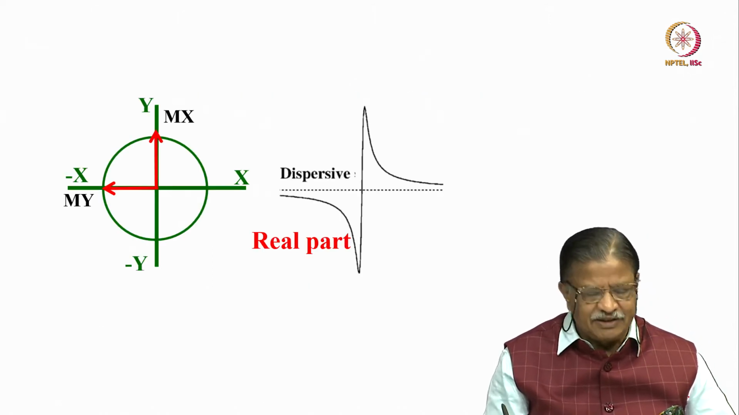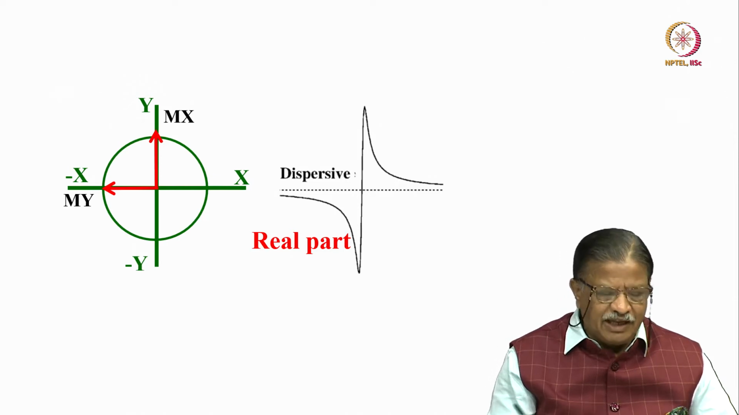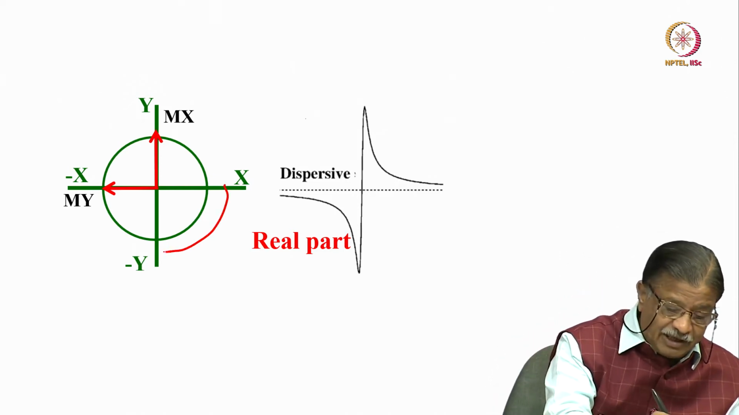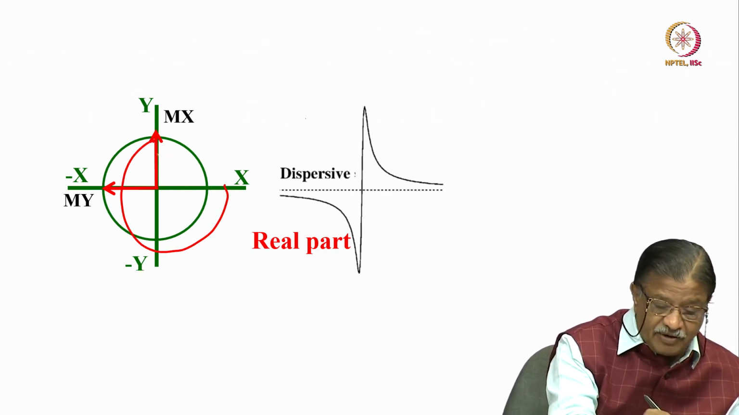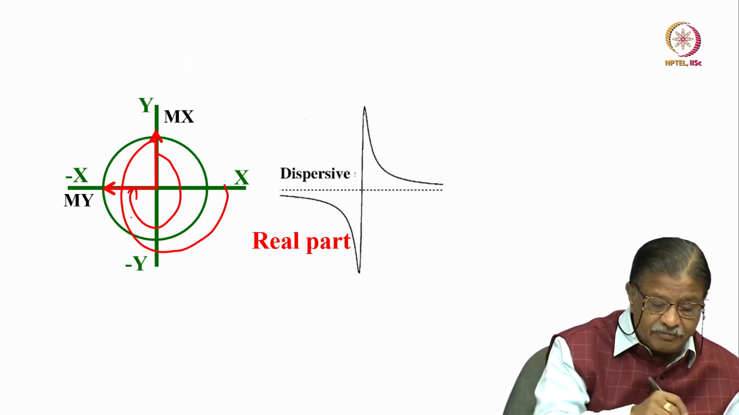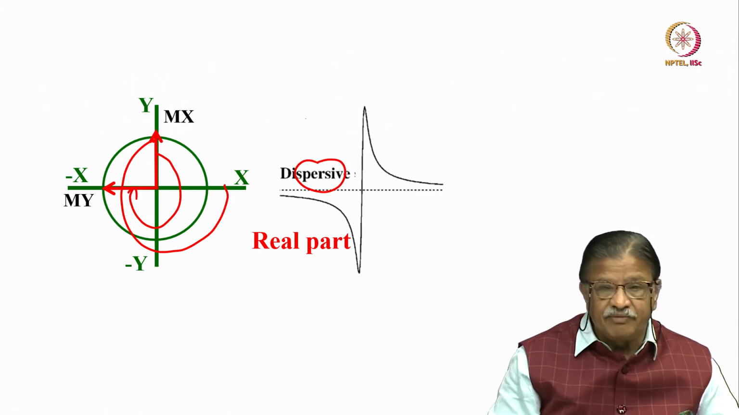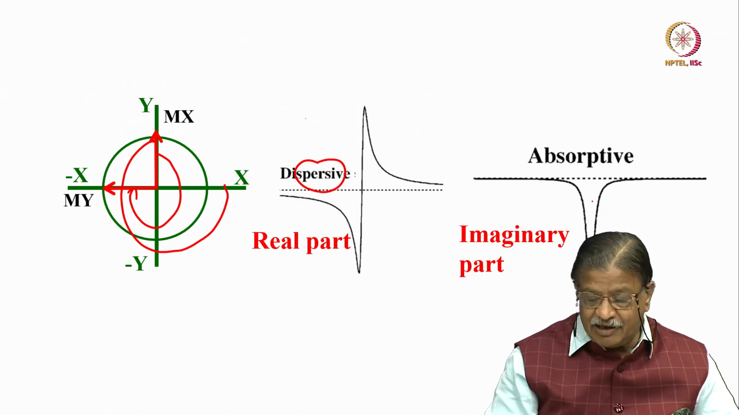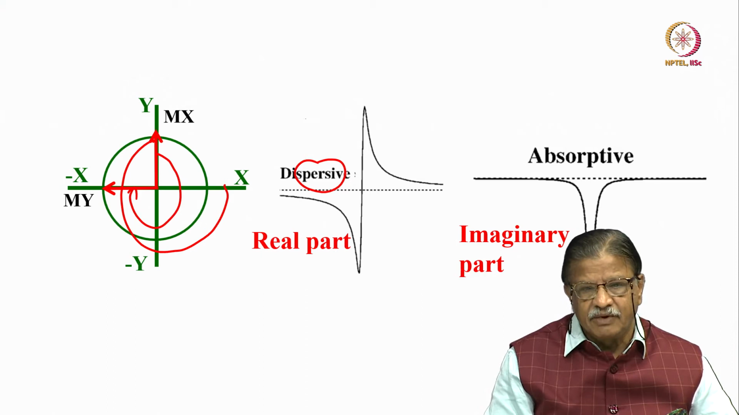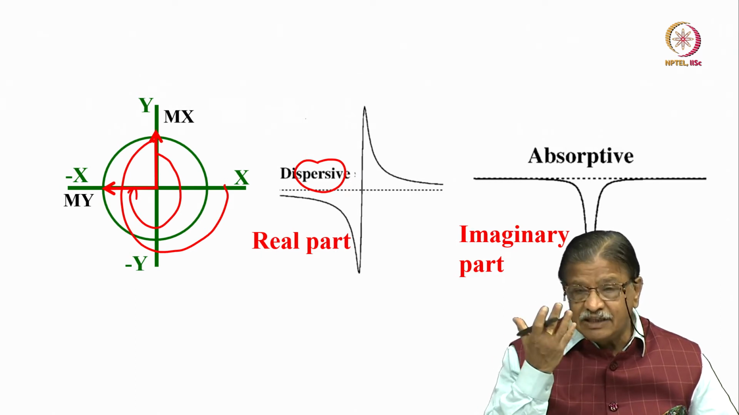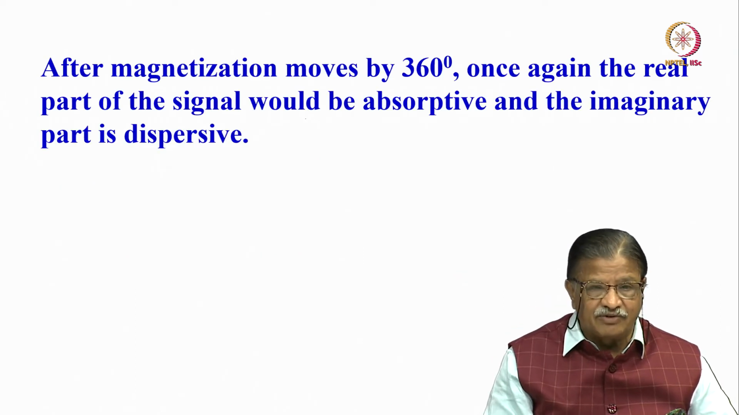When you move by 270 degrees, the Mx component started here and went here and moved here. My component started here and came down to here. It moved like this. The real part is dispersive and the imaginary part is negative absorptive. This is what happens, and these points are very important for us to understand.